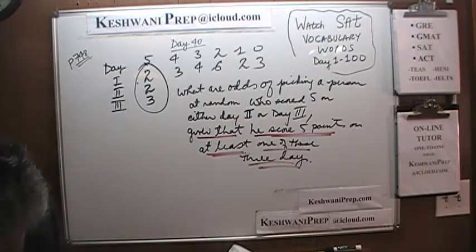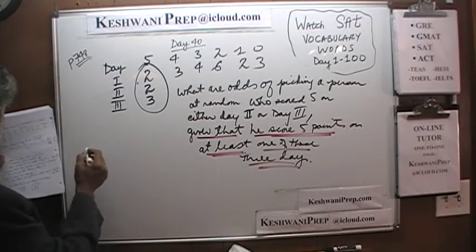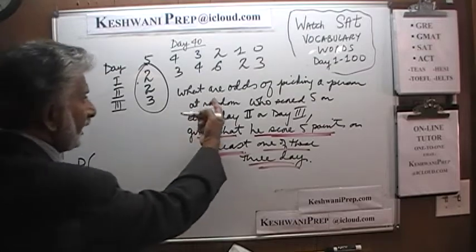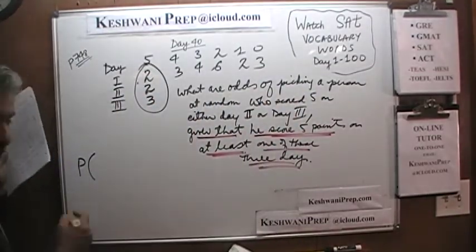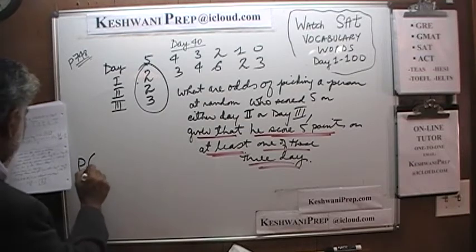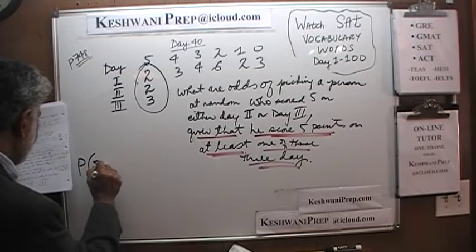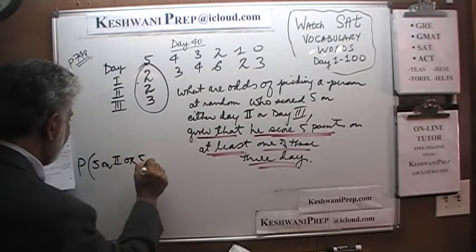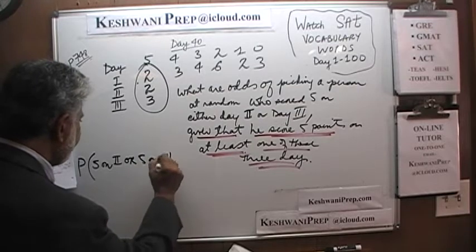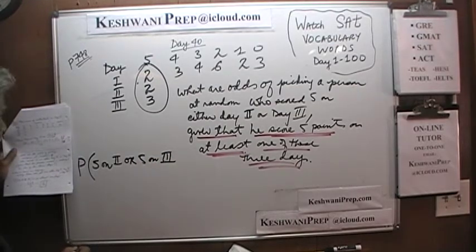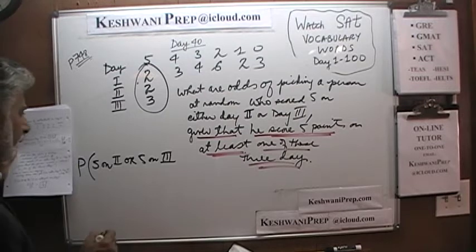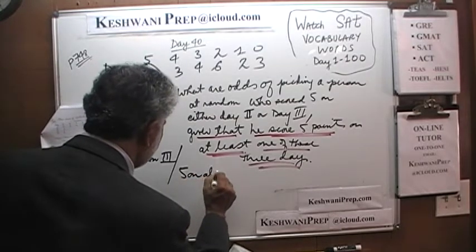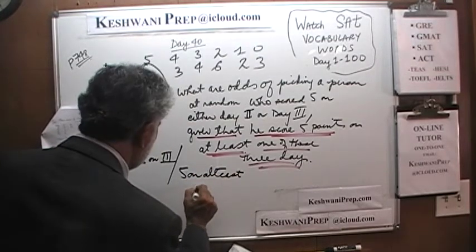So let me first write it how it is written here. Again, I will have to write a little bit lower. This is how we write it. The probability, what are the odds of picking a person, in the language of mathematics, this is how we write it. The probability of picking someone who scored a 5 on day 2 or 5 on day 3, given that he scored 5 on at least one day.